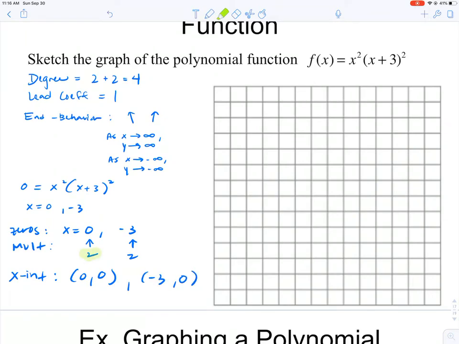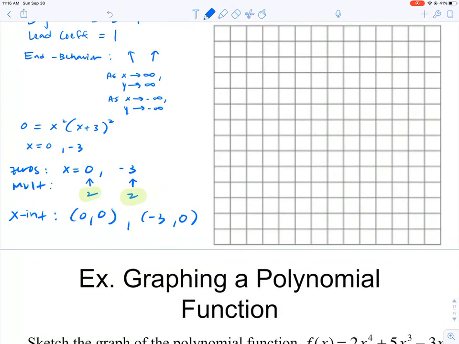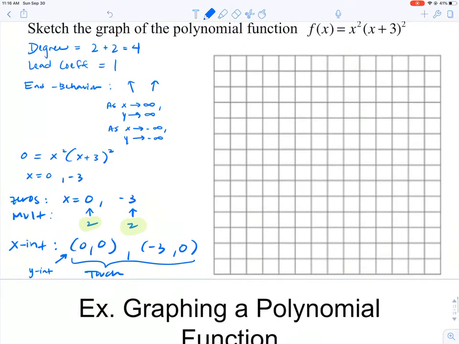So we have our x-intercepts. And then referencing the multiplicities, both of these zeros have even multiplicities. That means that at each of these x-intercepts, the graph will end up touching the x-axis, but it will not cross. And then note that there's only going to be one y-intercept for a polynomial function, and that y-intercept occurs at 0, 0. It's also an x-intercept. So let's graph what we know.